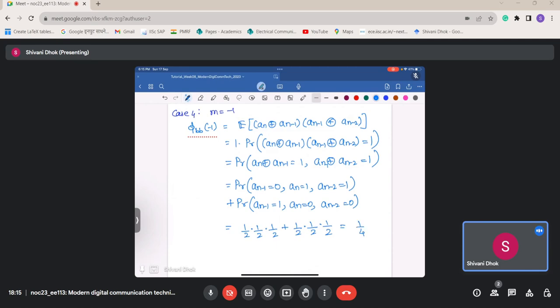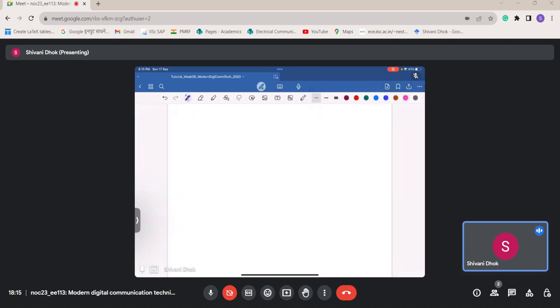Again, we can productify this just because this an is an IID sequence. It is an independent sequence. So this is coming out just because of the independent nature of this sequence. So now what we'll do is, let us summarize.